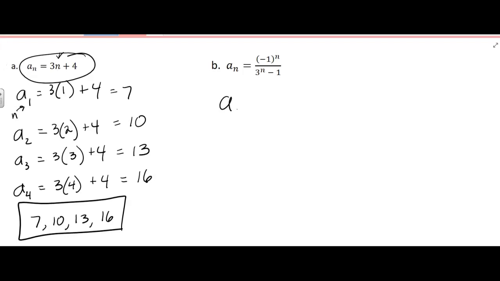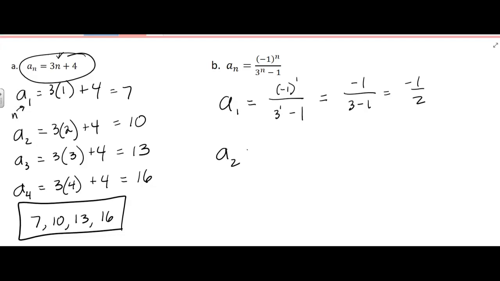We're going to say a sub 1. Every place there's an n, we're going to put a 1. So negative 1 to the first over 3 to the first minus 1. A lot of 1's going on. Okay, so I'm going to have to do a little calculating. Negative 1 over 3 minus 1, which is what? Negative 1 over 2. Okay, so I get negative 1/2. All right. Oops. I don't know why I put a b there. We've been working with a.